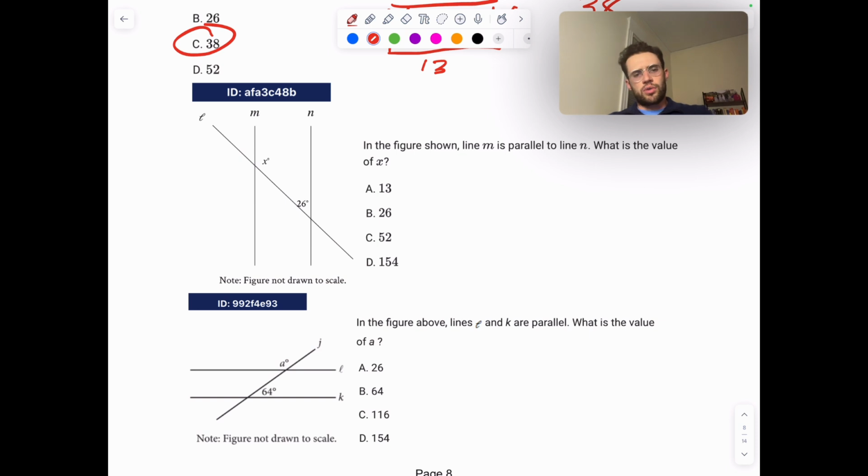In the figure shown, line M is parallel to line N. What is the value of x? So again, we have two parallel lines cut by a transversal. These ones are not corresponding, but they correspond to each other's linear pairs. So x is over here.